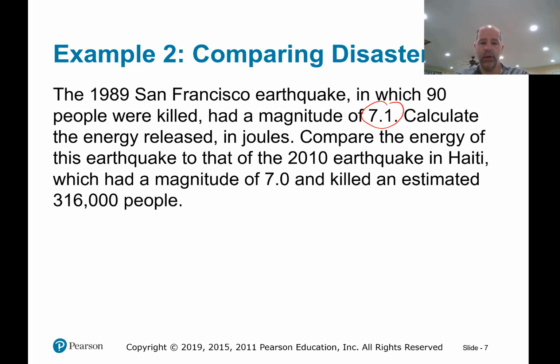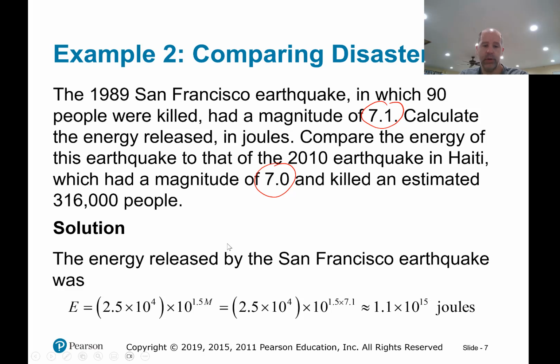Okay, so now what we're going to do is figure out the amount of energy released when we have a magnitude of 7.1. In that case, all we're going to do is use the energy formula and just plug in 7.1. When you plug it into your calculator, we get approximately 1.1 times 10 to the 15 joules of energy.